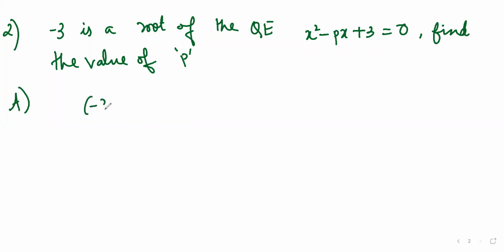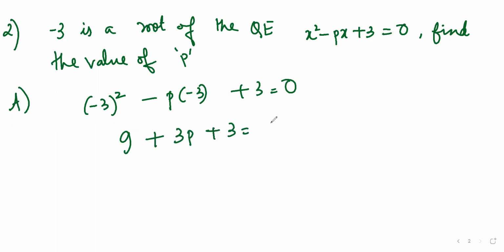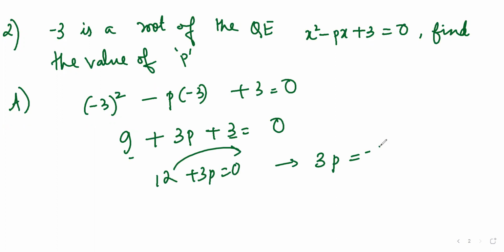So let's try out that. In the place of x, let me put minus 3 square minus p into minus 3 plus 3 is equal to 0, which gives me minus 3 square is 9, minus into minus plus 3p plus 3 is equal to 0. So we add the constants. 9 plus 3 is 12 plus 3p is 0. Might as well shift the constant term 12 to the other side. So it becomes 0 minus 12, which is minus 12. p is equal to minus 12 over 3, which is negative 4. Okay. So the answer is minus 4.